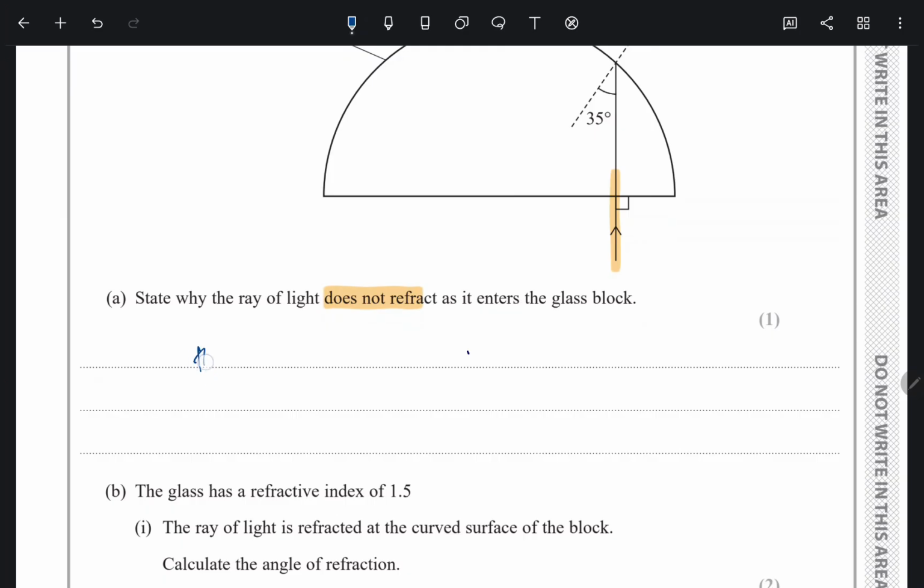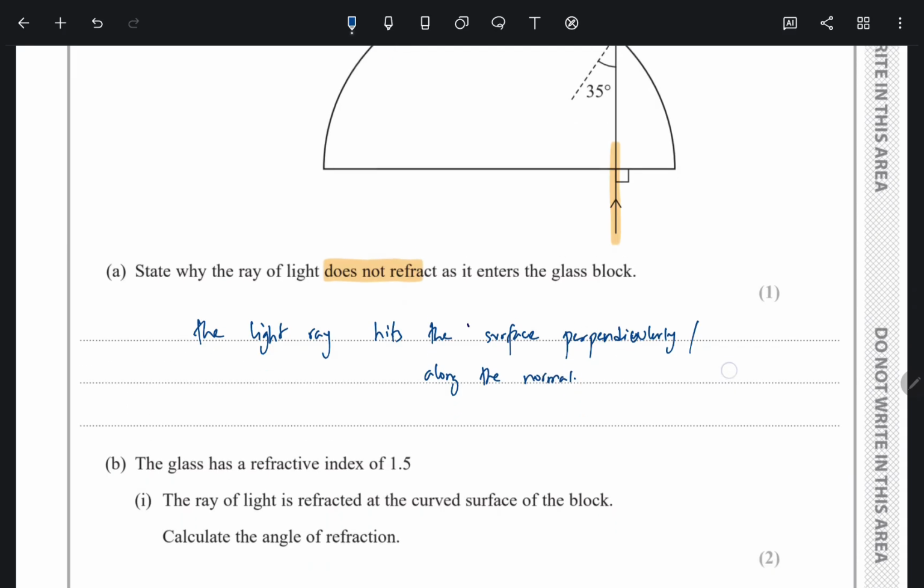So we say that the light ray hits the surface perpendicularly. Or we can write along the normal. Along the normal. That's also the same thing.